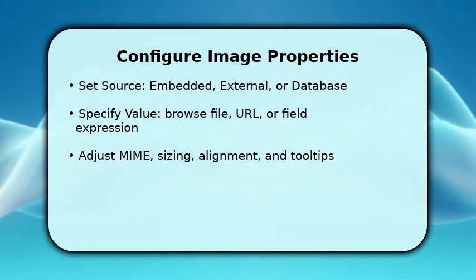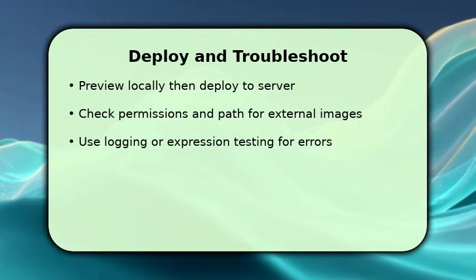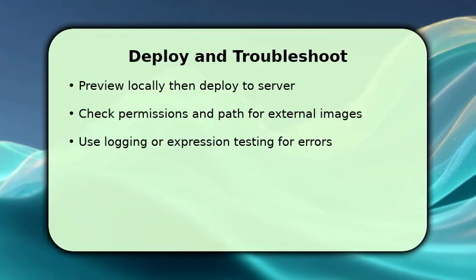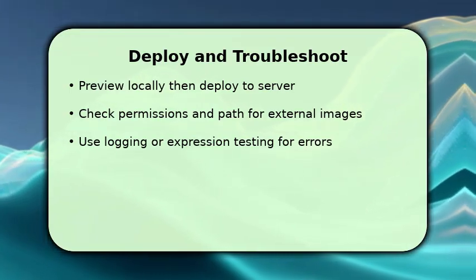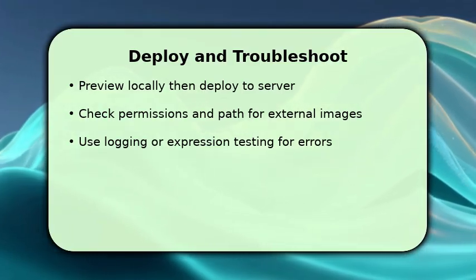You finish by previewing the report locally and then deploying it to the report server. Make sure embedded images deployed with the report. For external images, verify the server can access the URL and that permissions allow anonymous or service account access.